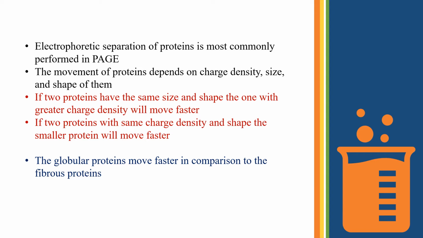The movement of proteins in polyacrylamide gel electrophoresis depends upon three factors: the charge density of that particular protein, its size, and its shape. Is it globular? Is it fibrous? If two proteins have the same size and the same shape, the one with the greater charge density will move faster. If two proteins have the same charge density and the same shape, the smaller protein will move faster.